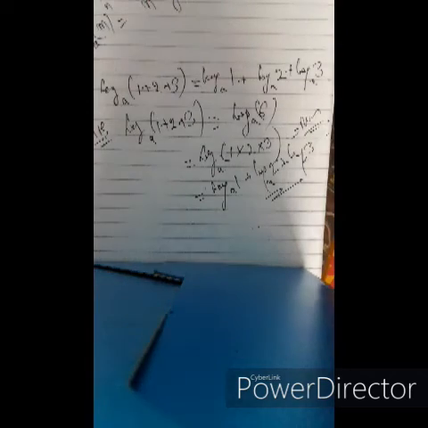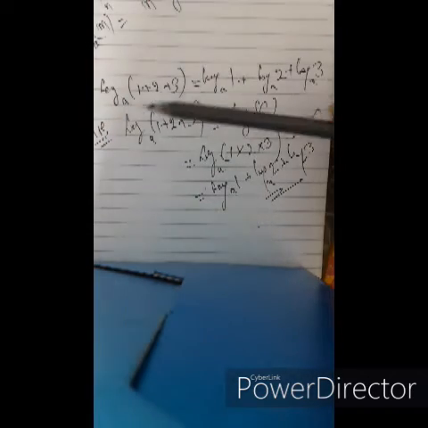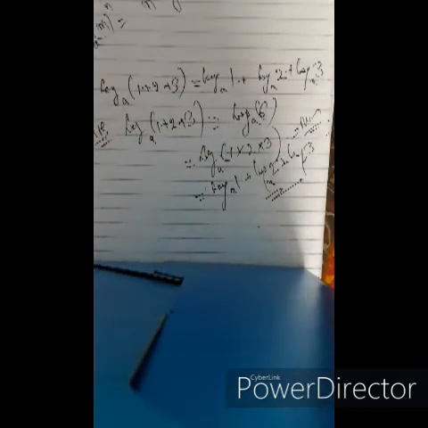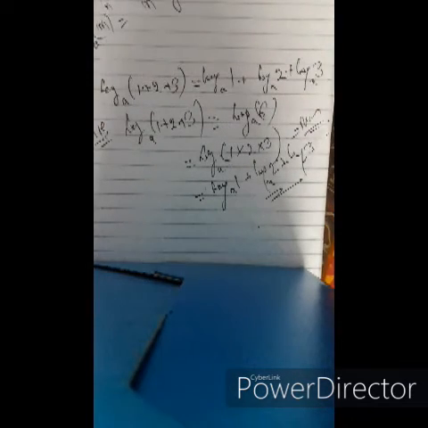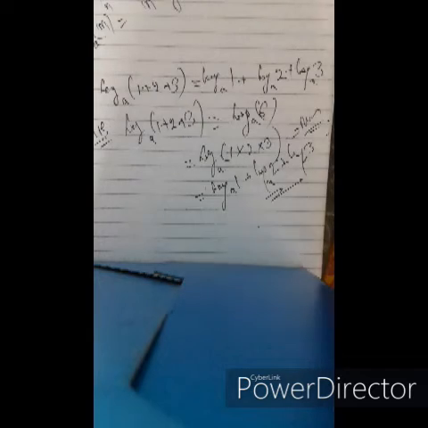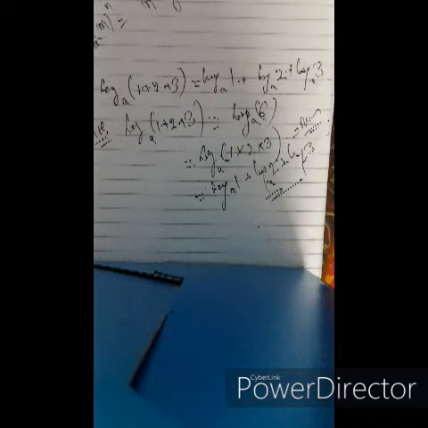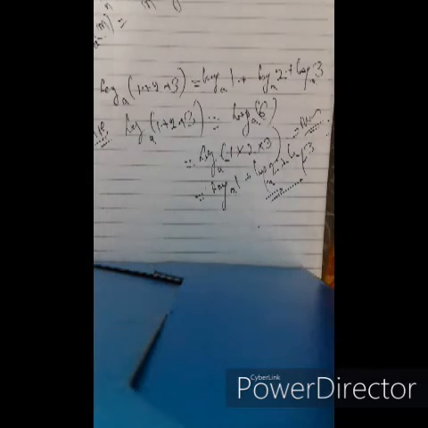I hope you are able to understand. It's very simple. Log of 1 plus 2 plus 3 becomes log of 6. 6 we factorize and it becomes 1 into 2 into 3, and we'll simply put it in the formula of logarithm, and it becomes log 1 base a plus log 2 base a plus log 3 base a.